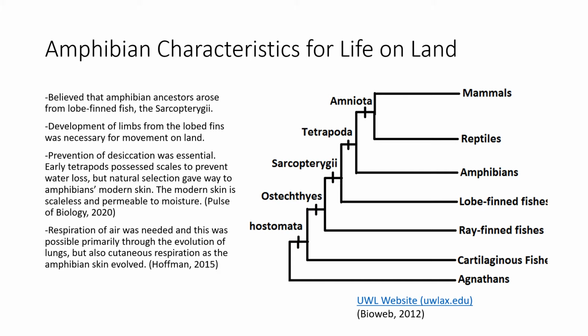Prevention of desiccation was also very essential when we first moved to land, because air is much drier than water. So early tetrapods possessed scales which stop water loss, but natural selection in amphibians gave way to the modern skin, which is permeable to moisture. This allows amphibians to stay hydrated and not desiccate. And as we've already been talking about, and will be talking about more later on, the respiration of air was needed, and this was possible through lungs and the skin respiration for the amphibians.